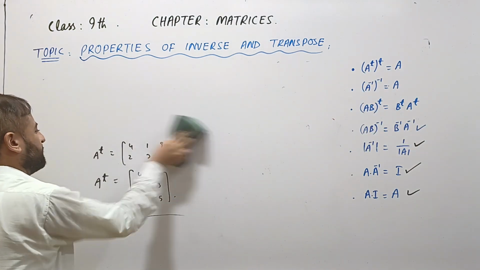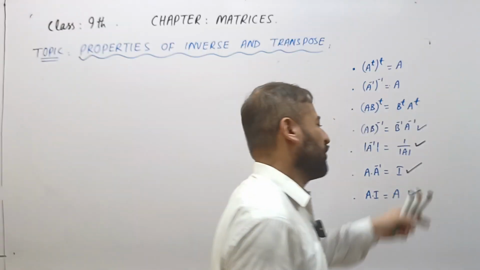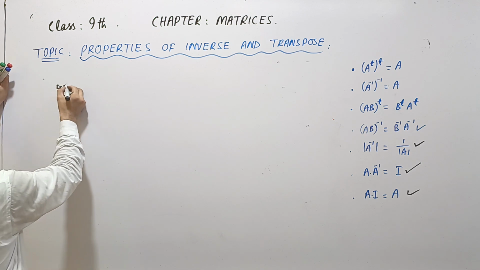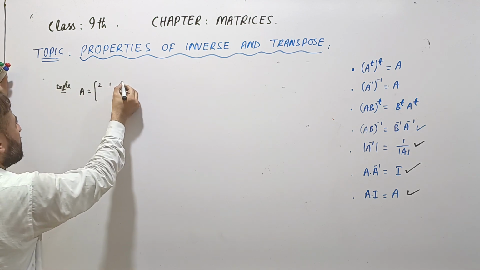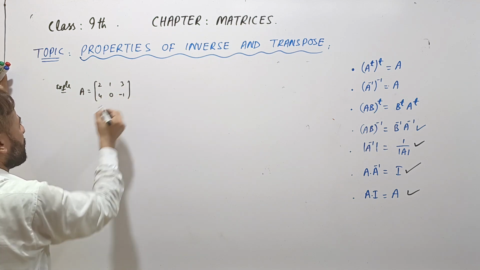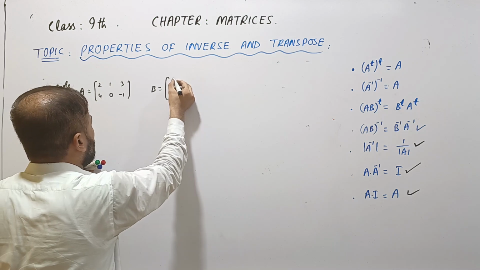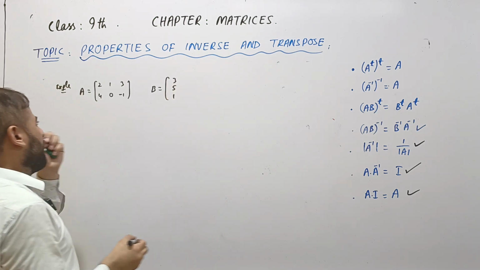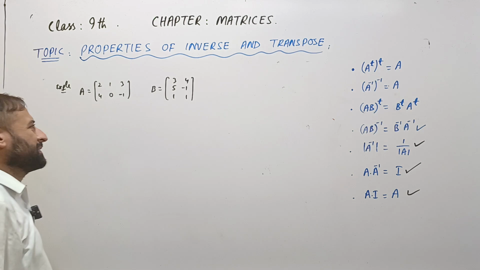And this is the last property for this lecture. Again, the same property: you will have to reverse the order for (AB) whole transpose. Students, for example, we have this matrix A: 2, 1, 3, 4, 0, minus 1. It has 3 columns, so matrix B must have 3 rows. For example, 4, 1, 1, just to have simple results.